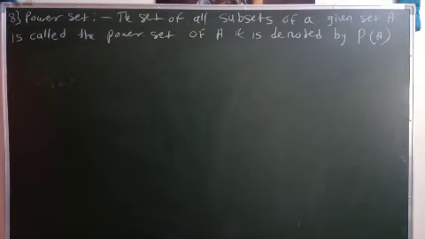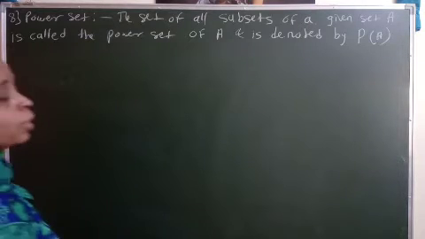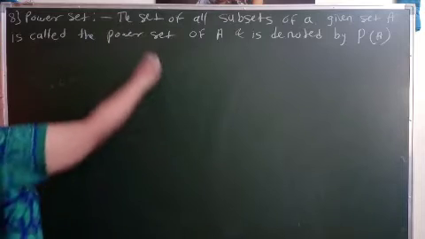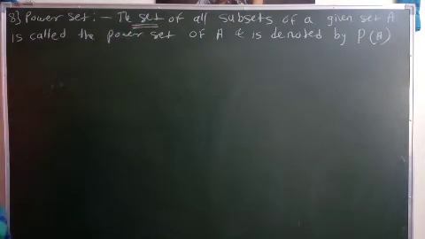The next definition is power set. The set of all subsets of a given set A is called the power set of A. The set of all subsets of a given set A. Power set is a set of subsets of a given set A.